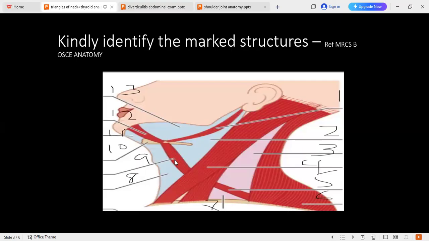Okay, which muscle is this, you said? And which is this one? Omohyoid. This is 12, superior belly of digastric. Okay, very good. And 9 is omohyoid.